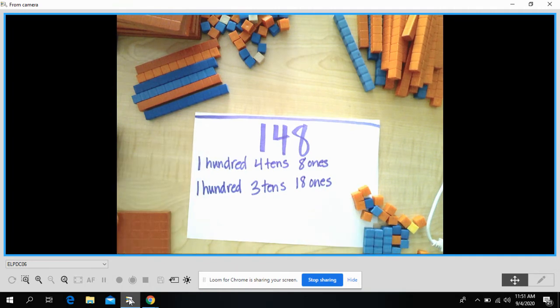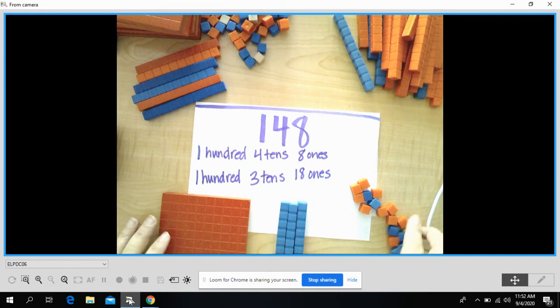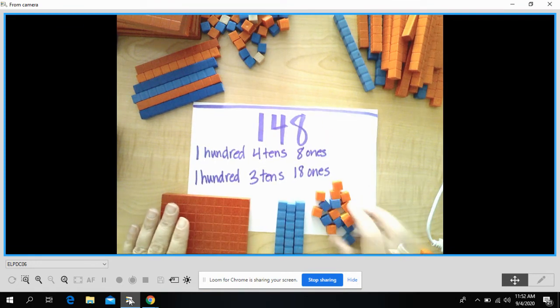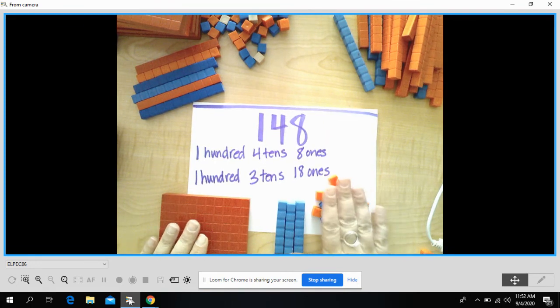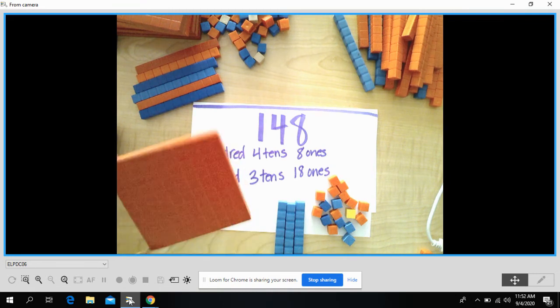Let's look at it this way. Let's try one more time with this number. Here is my 100, 3 tens, and 18 ones. That is 148. But what if I want to break this down?